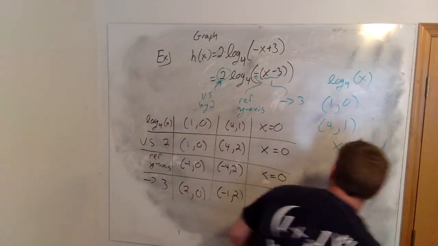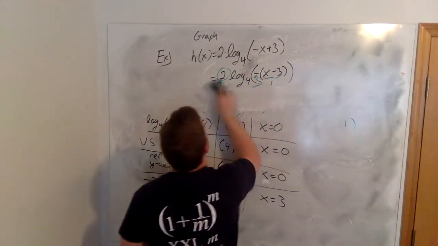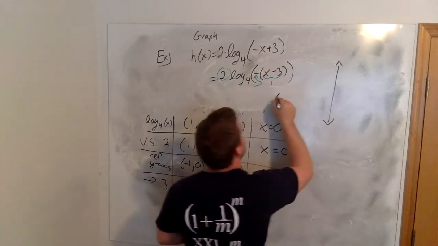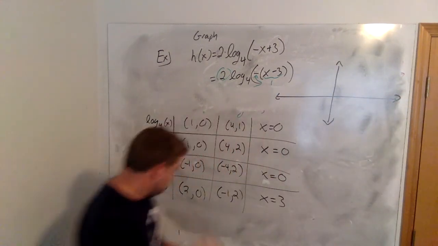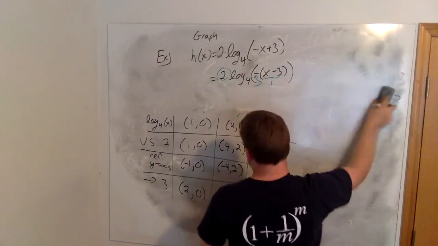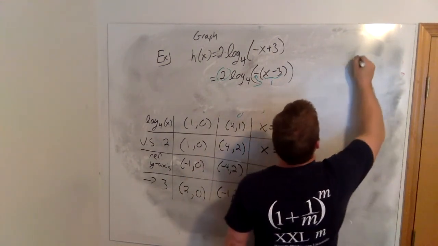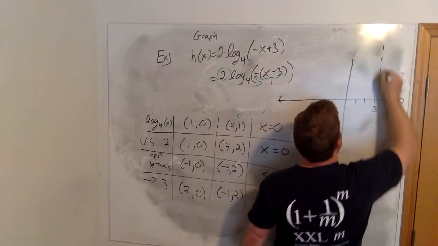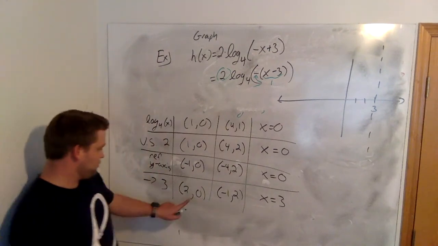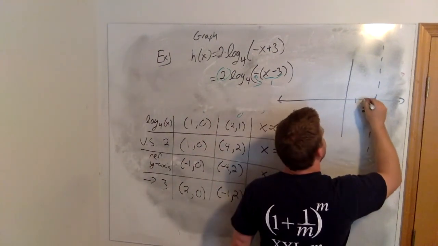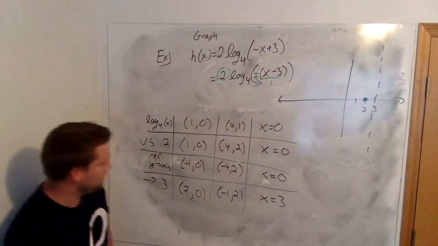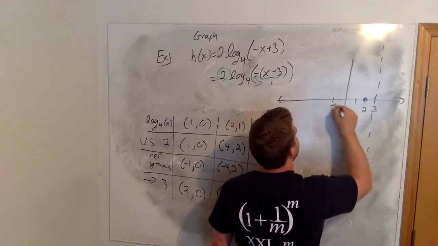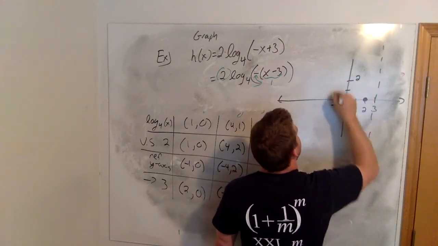Okay, let's graph this. I'll graph it right over here, a little mini sketch. 1, 2, 3. Here's our vertical asymptote. We also have the point 2, 0. So here's 2 and here is 0. So this point is on the graph. And also -1, 2. So here's -1 and 2.